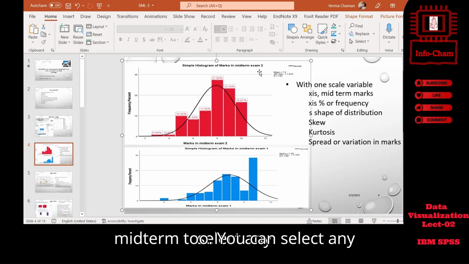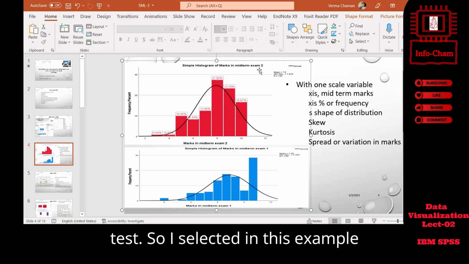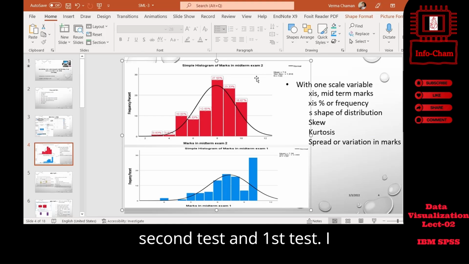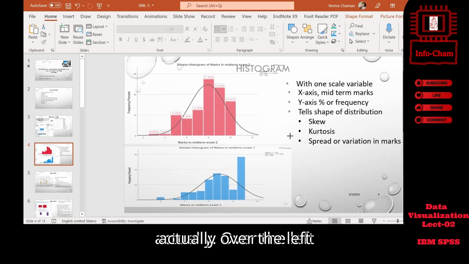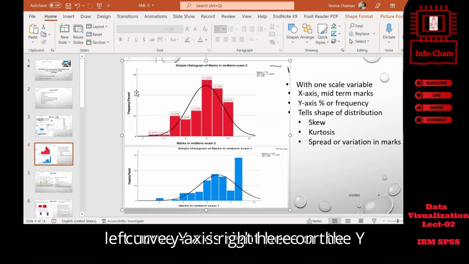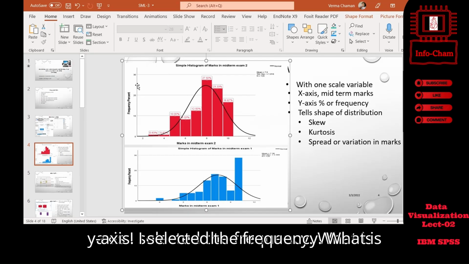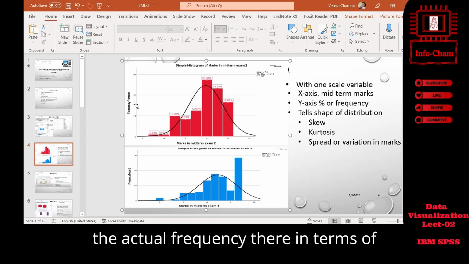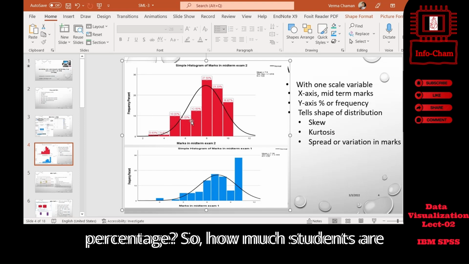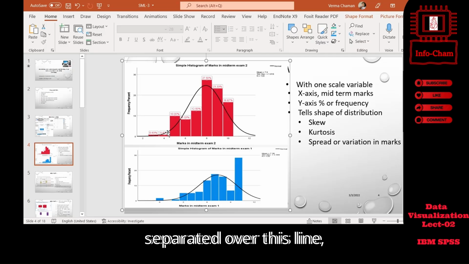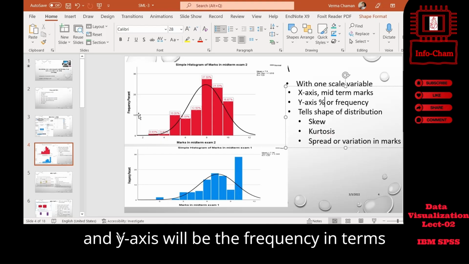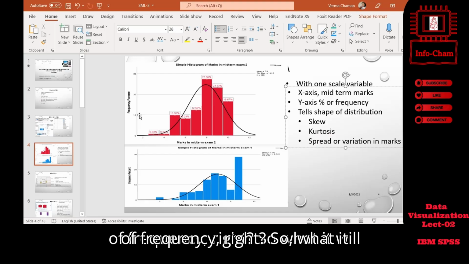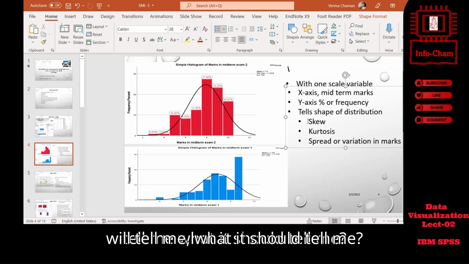You can select any test. I selected, in this example, the second test and the first test. I wanted to check what the frequency actually is over the left curve, the y-axis. Here on the y-axis, I selected the frequency. What is the actual frequency in terms of percentage? So how many students are spread over this line? The x-axis is midterm marks, and the y-axis is the frequency, right? So what should it tell me?